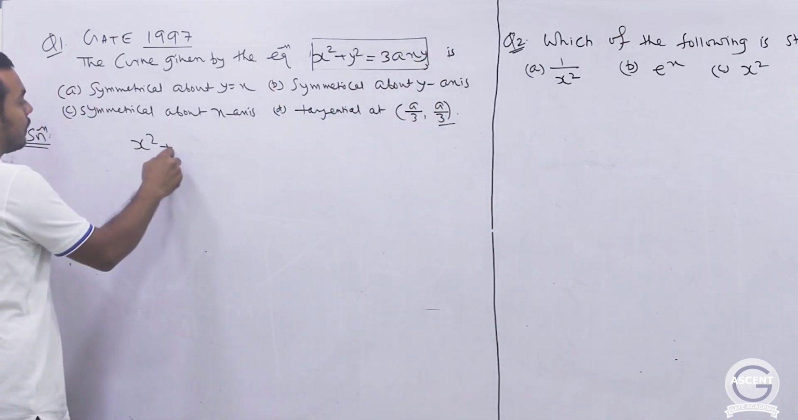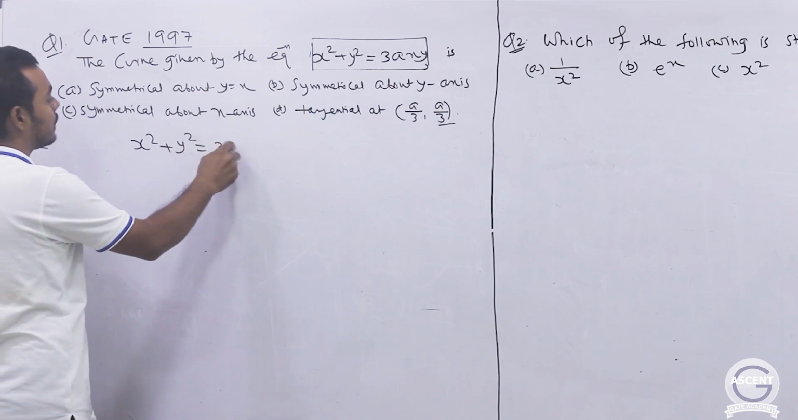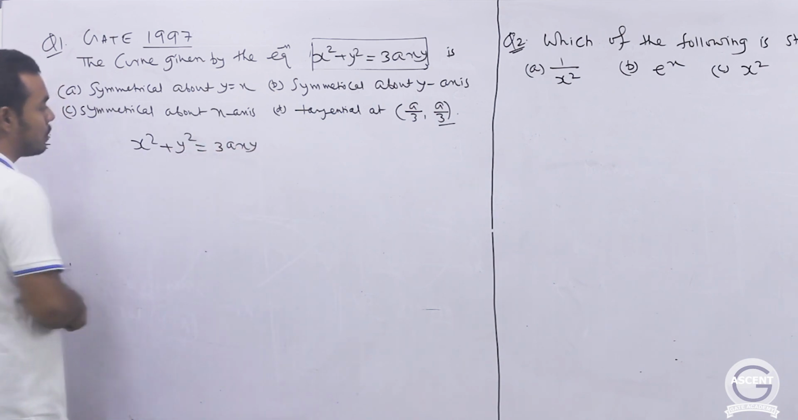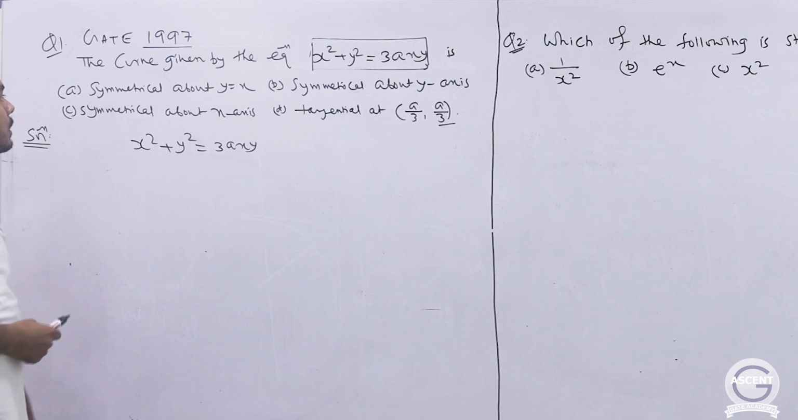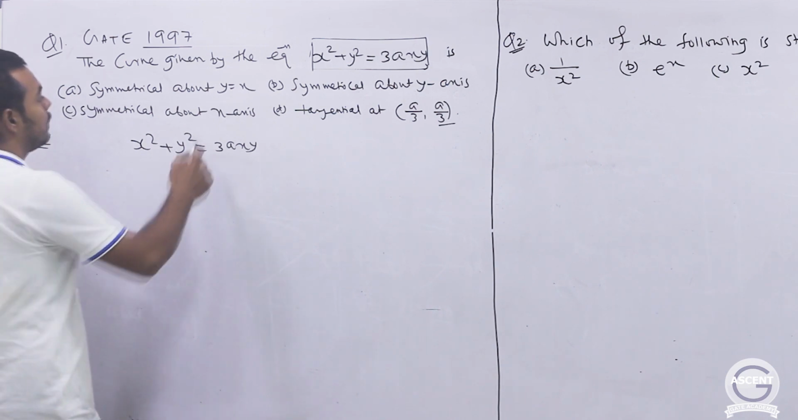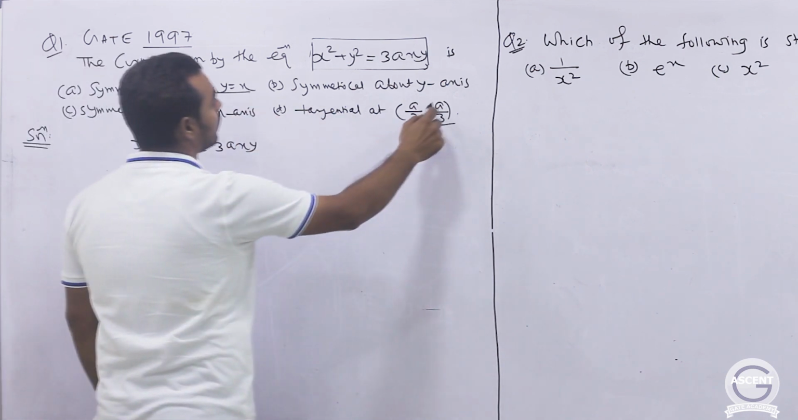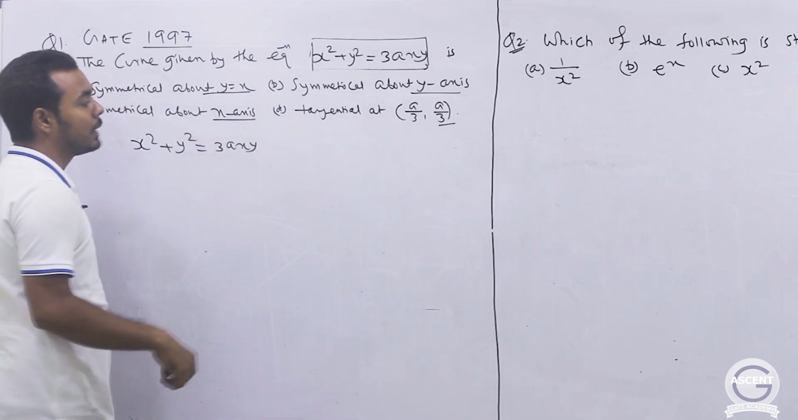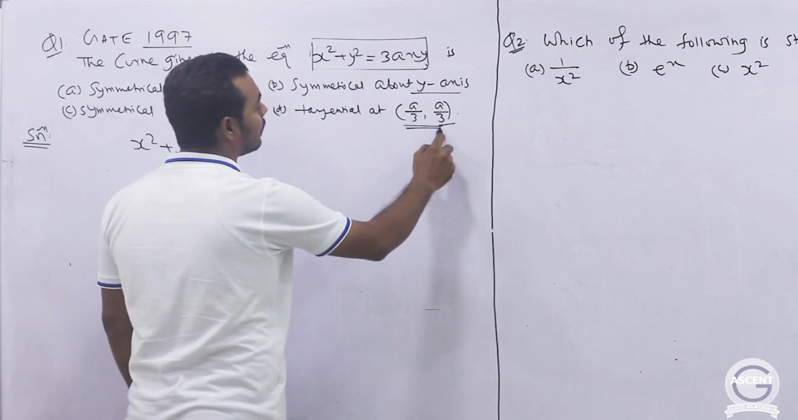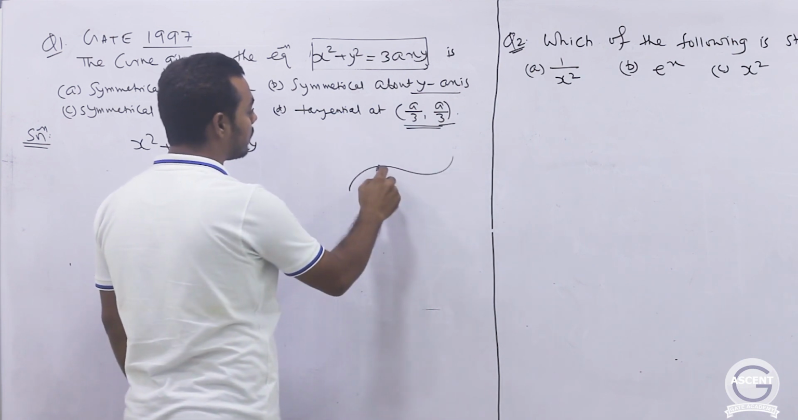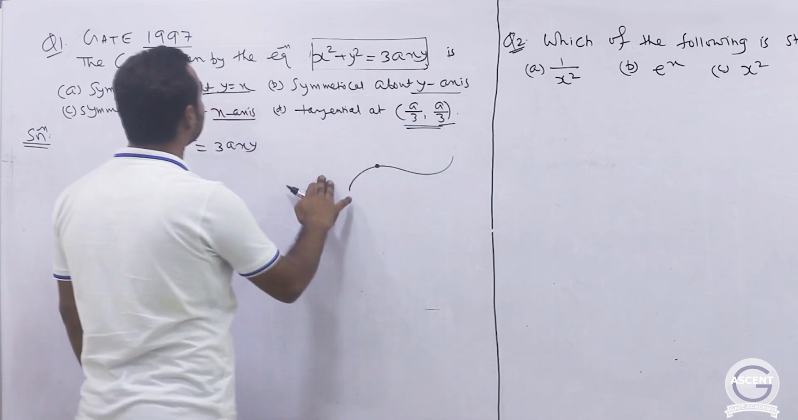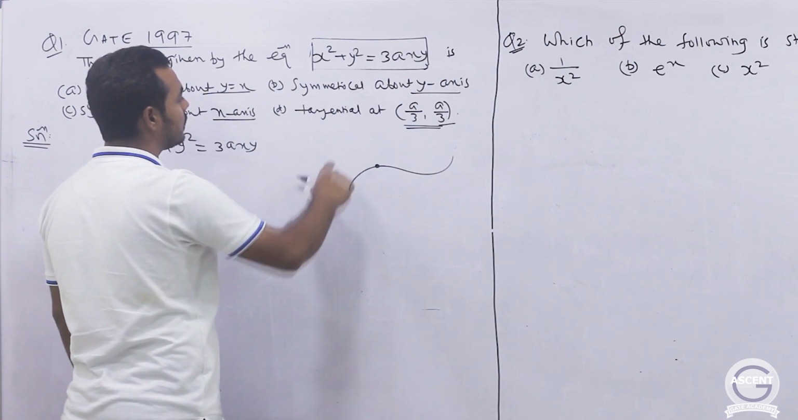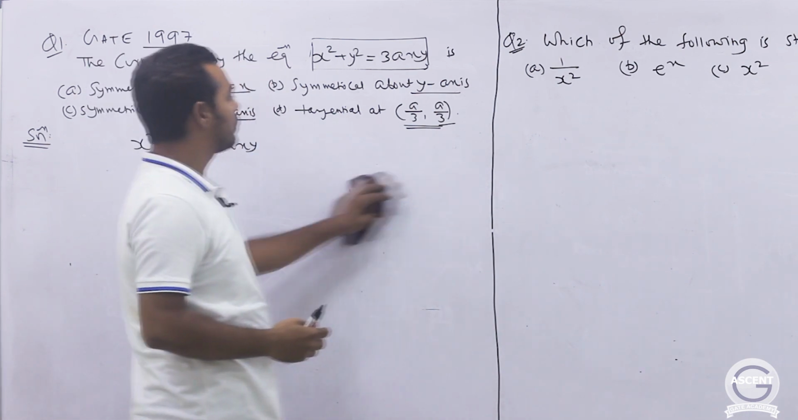Okay, this is the equation of the given curve, x square plus y square equals 3axy. Four options are given: symmetric about line y equals x, symmetric about y-axis, symmetrical about x-axis, and tangential at point a by 3, meaning that suppose if this is some graph, then the curve given by this equation is tangential.